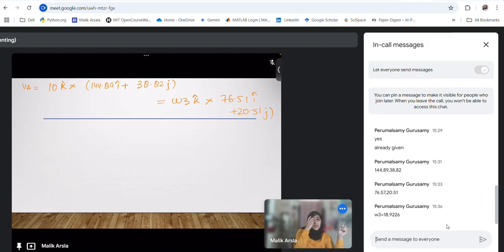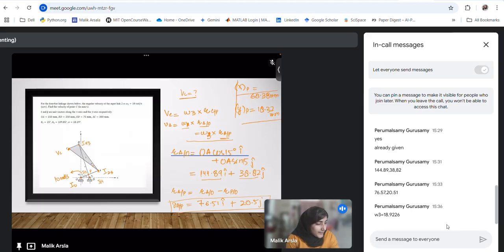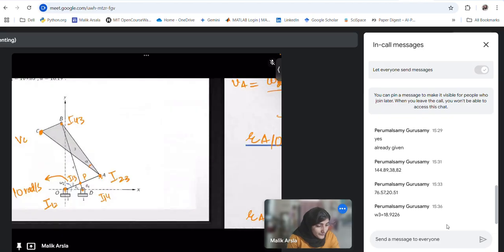Okay, so omega 3 is coming out to be 18.9226. Okay, that is correct. So from here we find omega 3 equal to 18.9229 k cap. Now what needs to be found? Ultimately we have to find this here. So now we need to find RCP. So how can we find RCP?